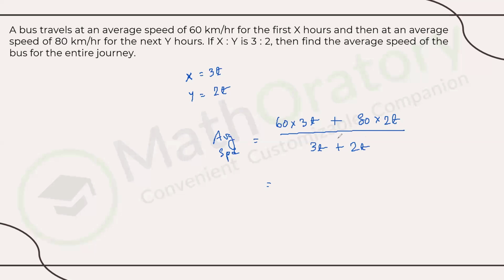You can mentally imagine that step. So we have 60 into 3, 180, 80 into 2, 160, 180 plus 160 is 340, divided by 3 plus 2, that is 5. 340 by 5 is 680 by 10, so that is 68 kilometers per hour. So that is the answer for this problem. Pretty simple one, an average speed problem. The ratio of the times are given. You can just consider the ratios as the actual time and you can figure out the answer. No problem at all.